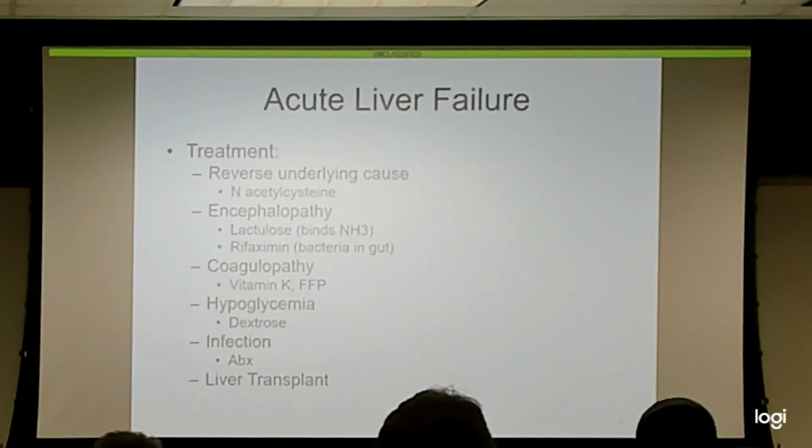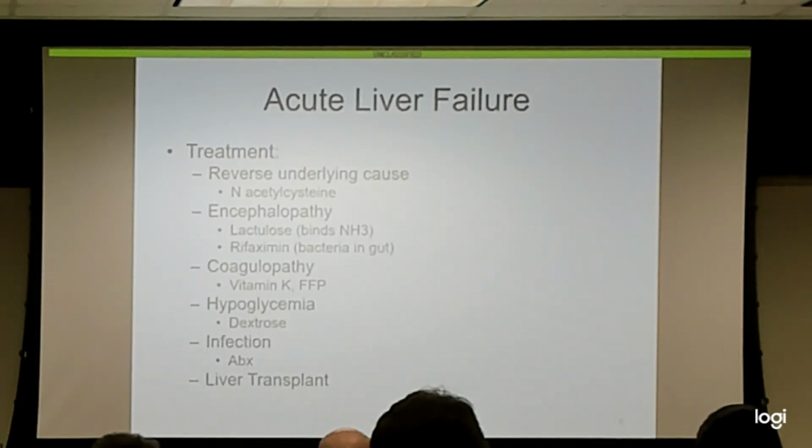Encephalopathy, I can add some lactulose, which binds my ammonia. Rifaximin helps with the gut flora, because one of their byproducts is also ammonia, so that medication will bind that ammonia in the gut. Coagulopathy, so I give them some vitamin K, some FFP, give them the stuff that they don't have. Hypoglycemia, I can give them some dextrose. If they've got an infection or sepsis, I want to add on antibiotics, probably broad spectrum.